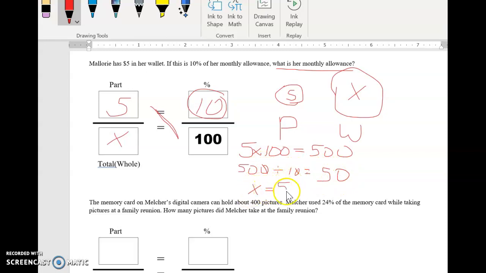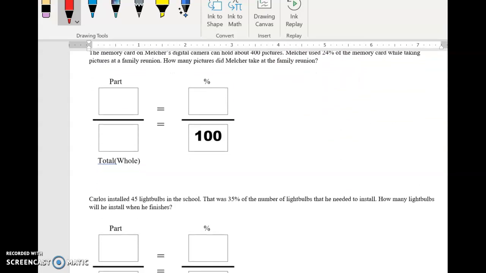So that means she has $5 in her wallet. That's only 10% of her monthly allowance. Well, what does she get for the month? She gets $50 for the month. Let's look at another one.